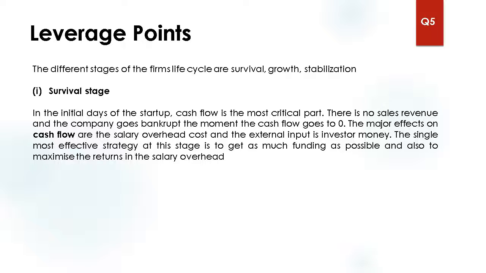The leverage points. The different stages of the firm's life cycle are survival, growth, and stabilization. In the survival stage, the cash flow is the most critical part. There is no sales revenue at this stage, and the company goes bankrupt the moment the cash flow goes to zero. The major effects on cash flow are the salary and overhead cost, and the external input is investor money. The single most effective strategy at this stage is to get as much funding as possible, and also to maximize the returns in the salary overhead.